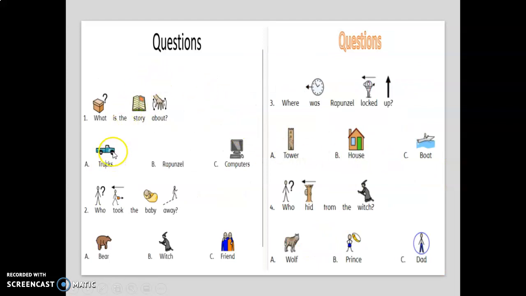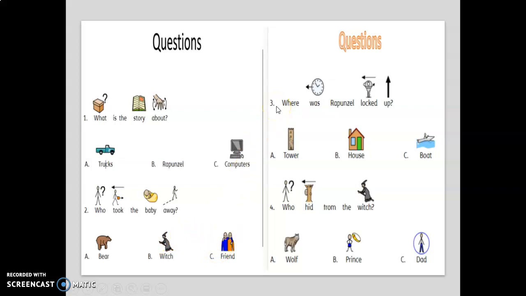So you have 4 questions, 1, 2, 3, 4. So question number 1, what was the story about? Is it A, trucks, B, Rapunzel, or C, computers? Number 2, who took the baby away? Is it A, a bear, B, a witch, or C, friends?